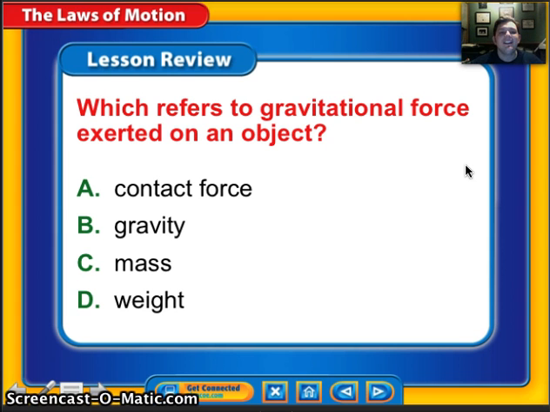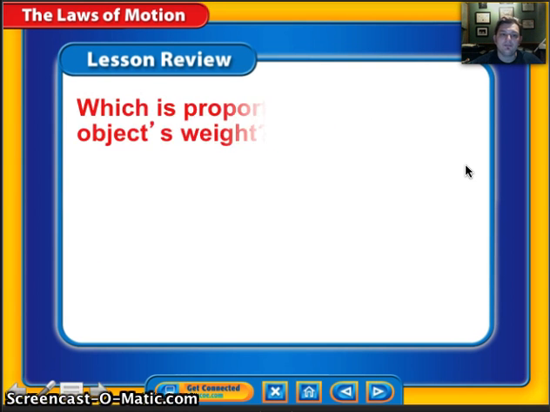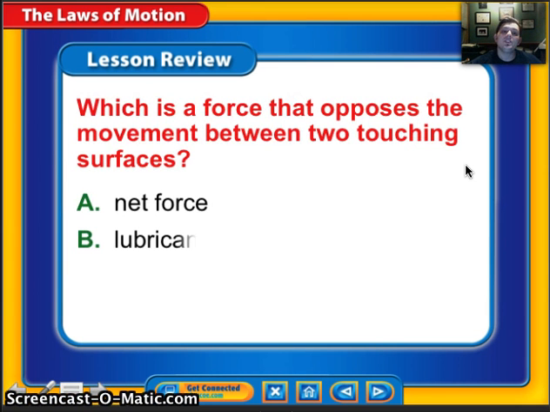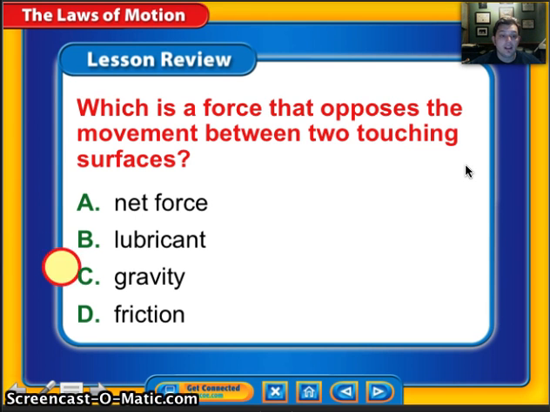Oh, it went too fast. Which refers to gravitational force exerted by an object? Well, you should have seen that. That is weight. Weight is your gravity pulling you down. What is proportional to an object's weight? Mass. Which is a force that opposes movement between two touching surfaces? Keyword: friction.